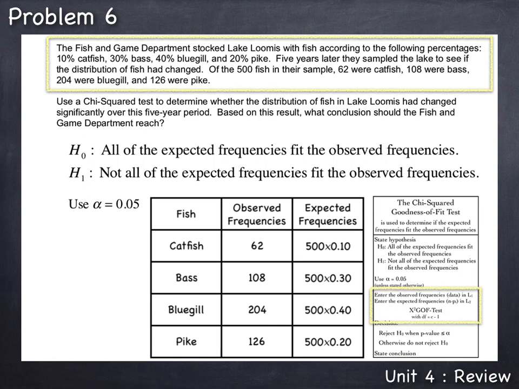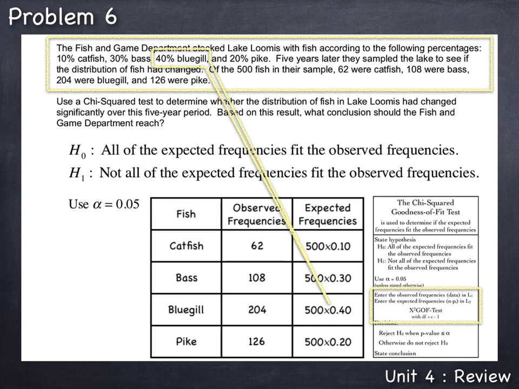Starting with catfish, we're told that Lake Loomis was stocked with 10% catfish. So we'll use the 10%, or on the decimal calculator, 0.10, and take 500 times 0.10 to get the expected frequency of catfish. 30% were bass. So p is the 30%, or 0.30 decimal. To get the expected frequency for bass, we take the total sample of 500 fish times the 0.30 proportion that were bass.